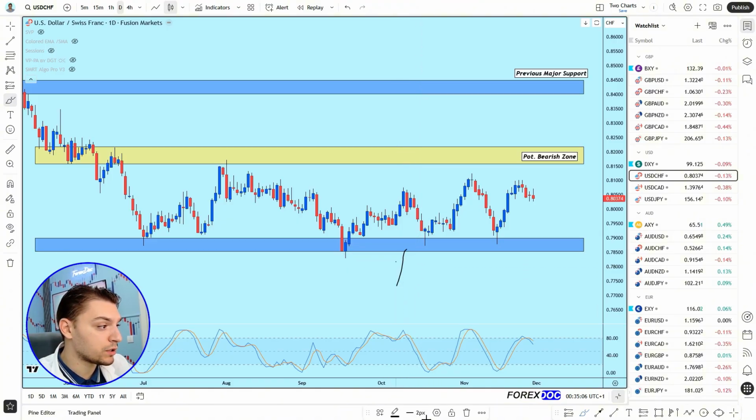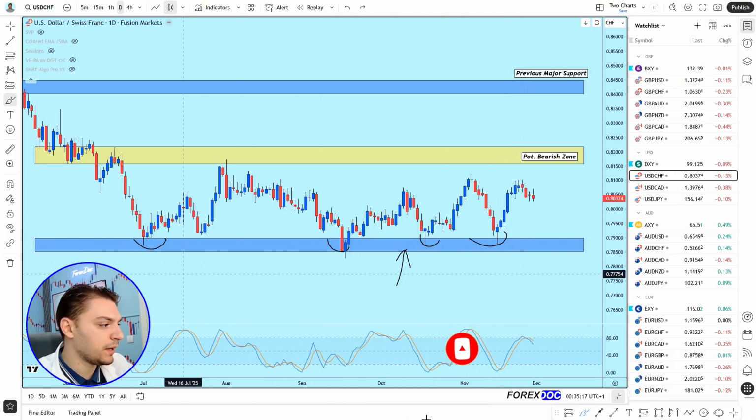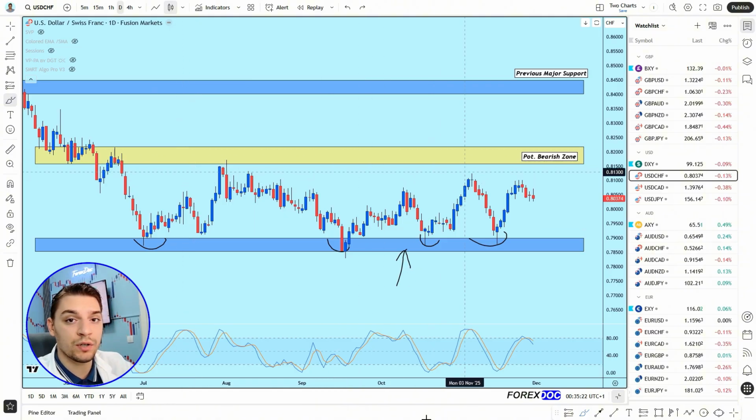Price formed this support zone. We can see that price failed to break it here, here, here and here. So it tested it 4 times, which means that we have a valid support zone. Also, I marked this zone here as a potential bearish zone.